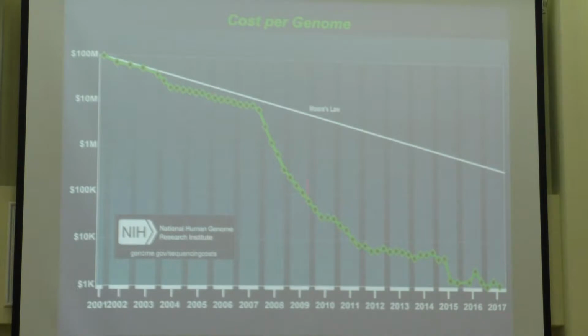Then about 10 years ago or so, it was still $10 million per genome. But if we look back, today we are at $1,000 or so. So it's much, much cheaper now. And it's so cheap that there are even companies where you can have your DNA analyzed for $100.